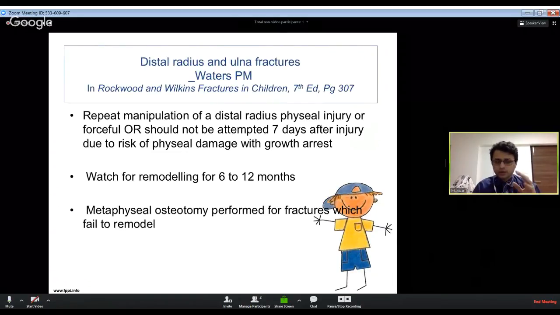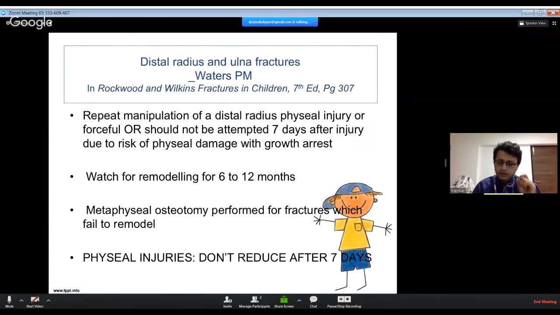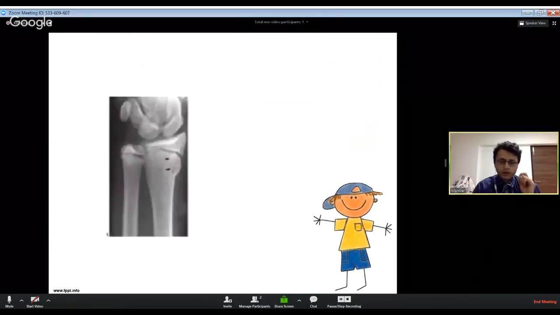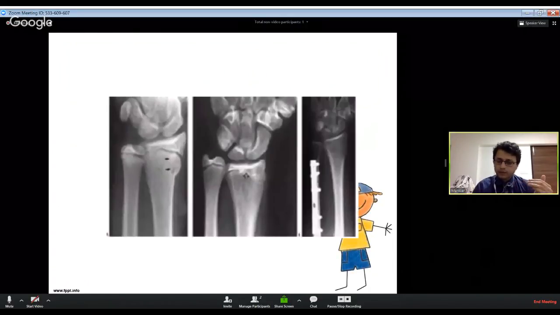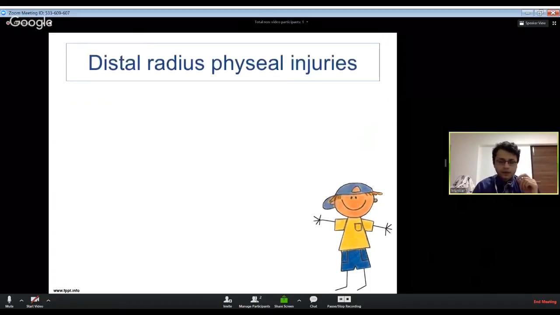After 6 to 12 months, if there is a deformity which is persistent, then a metaphyseal osteotomy will be absolutely effective, easy to do, and with not much of complications. Thus, physeal injuries do not reduce after 7 to 10 days. What happens is this: there is a growth arrest with ulnar lengthening, which requires ulnar shortening and plating.